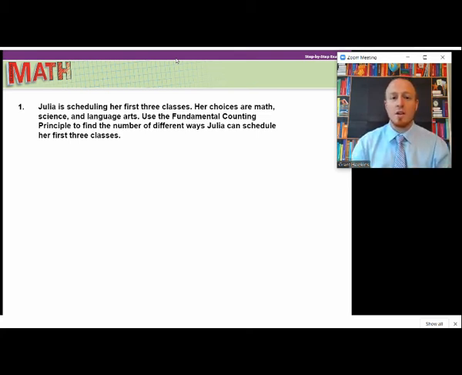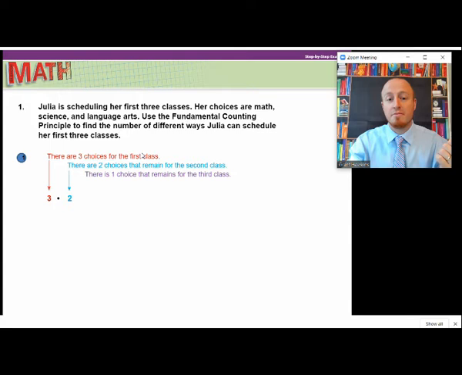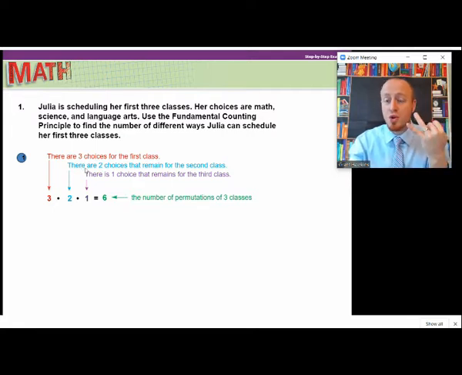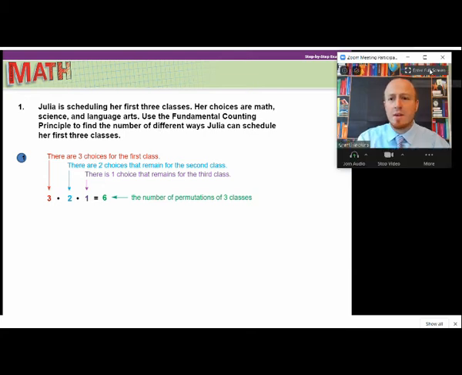Well, there are 3 classes, correct? We could do math, science, language. We could do math, language, science. That's 2. We could do science, language, math. I could count them all out, but there's going to be how many? 6. You have 3 choices for your first one. You have 2 choices for your second class. And then you'd have 1 choice for your third class, right?